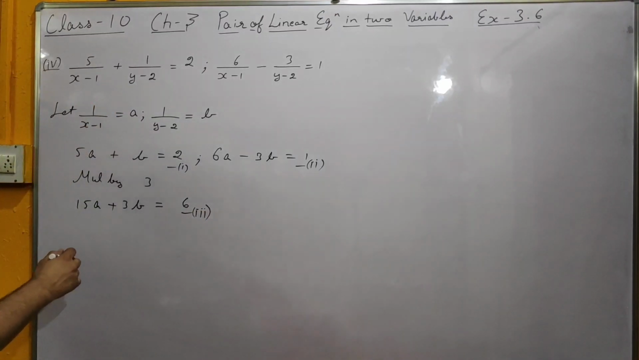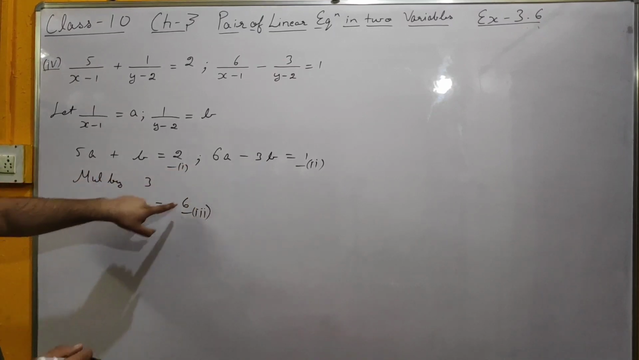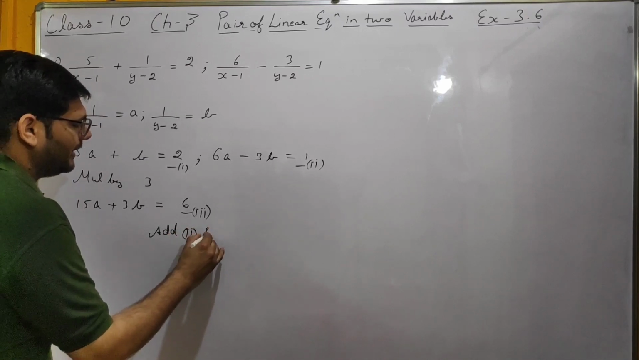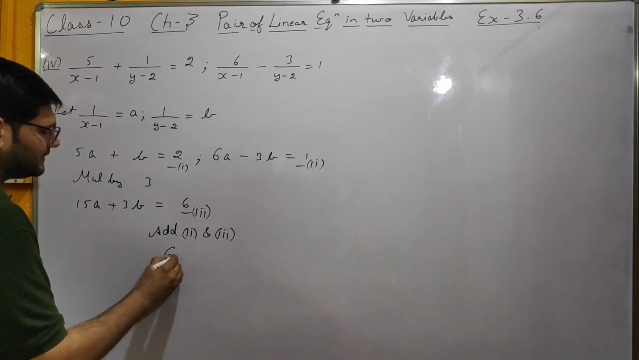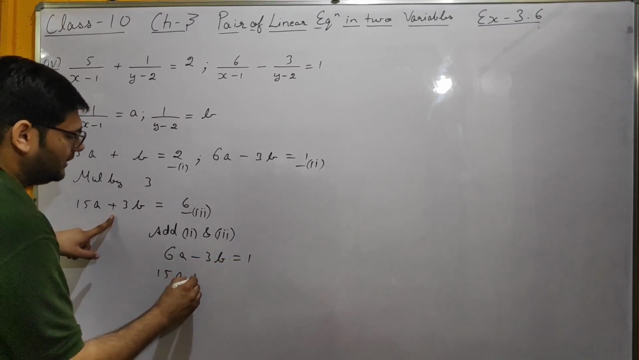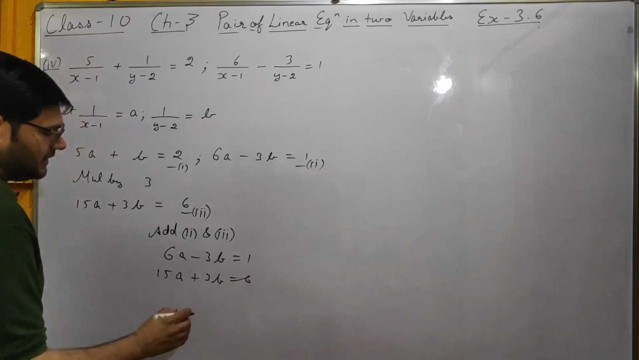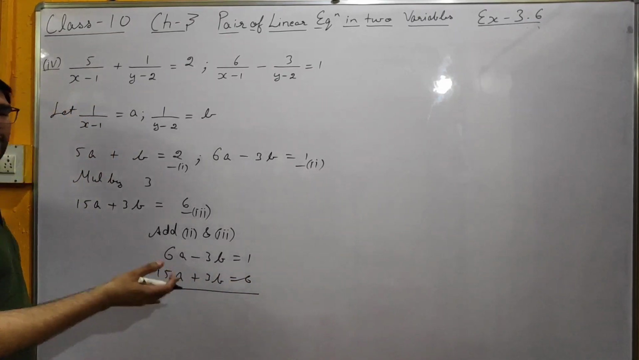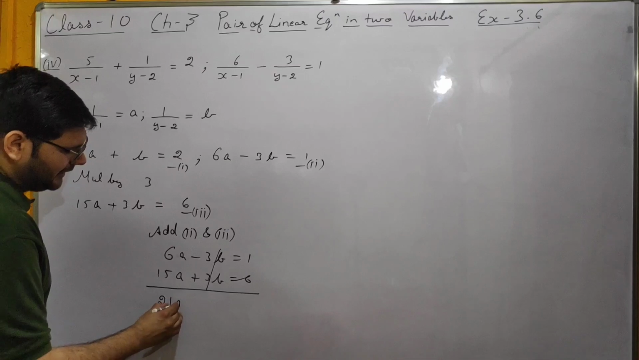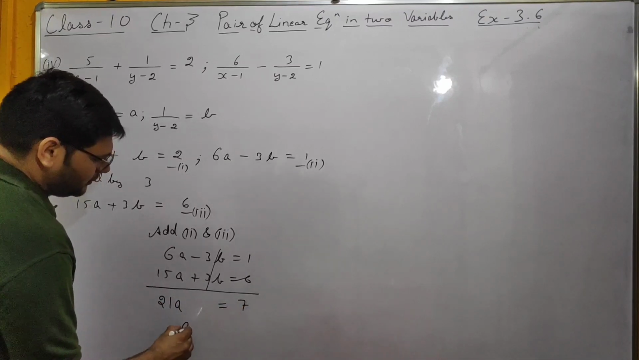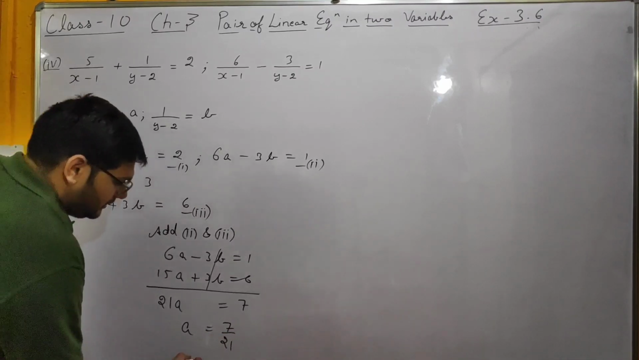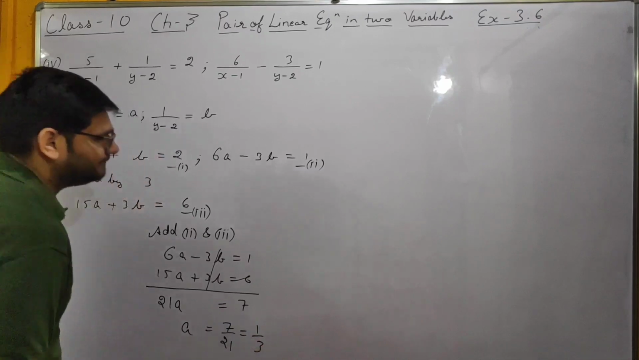Now, what we will do, we will just add these two equations. Add 2 and 3. So 6a minus 3b equals to 1 and 15a plus 3b equals to 6. So this time instead of subtracting we will add them, and after adding automatically it will be cancelled. Alright. So it is 21a equals to 7. So a equals to 7 by 21. So the value of a will be 1 by 3.